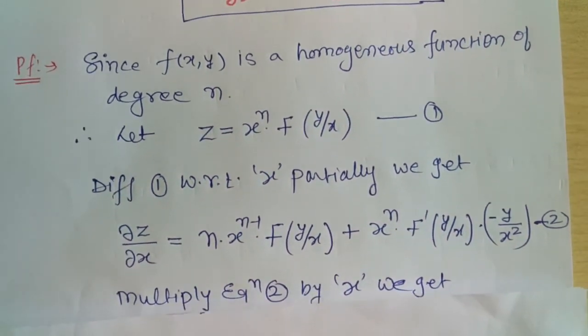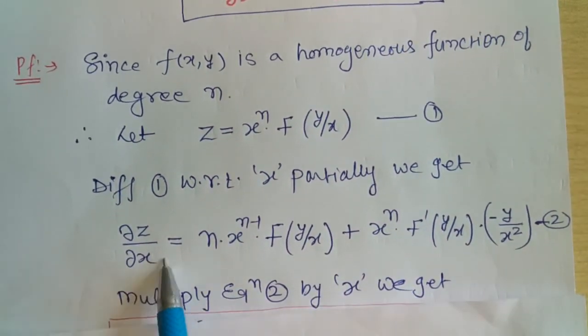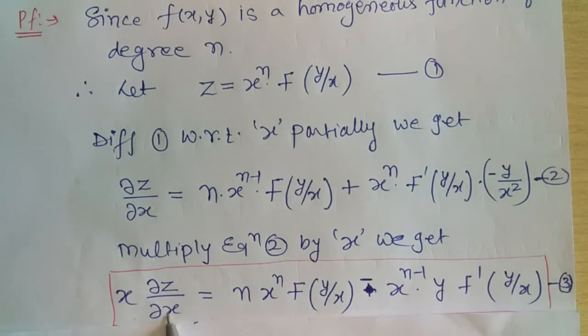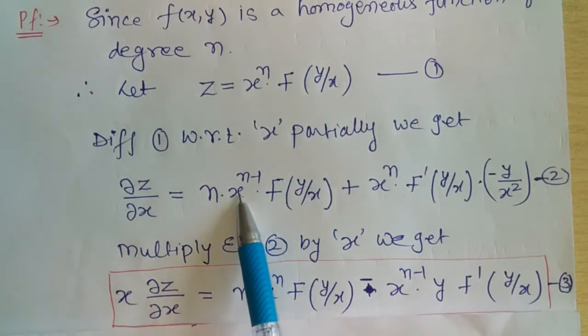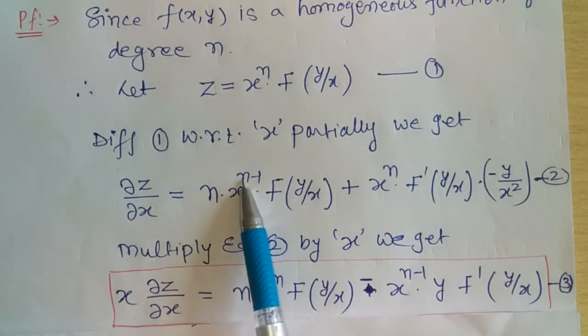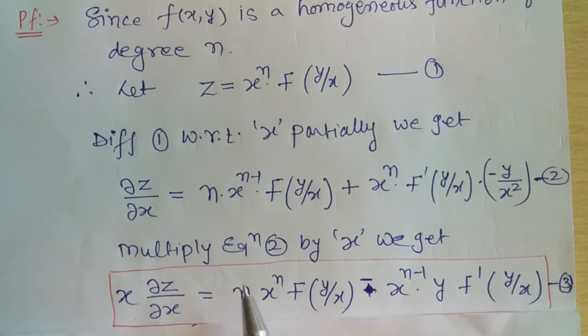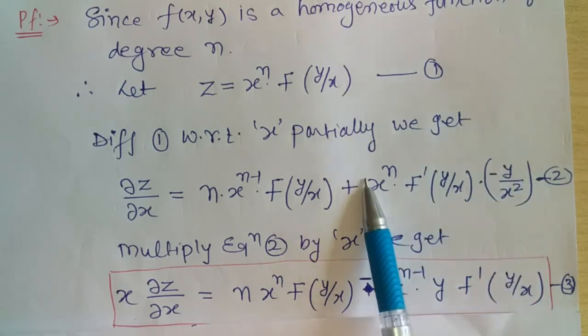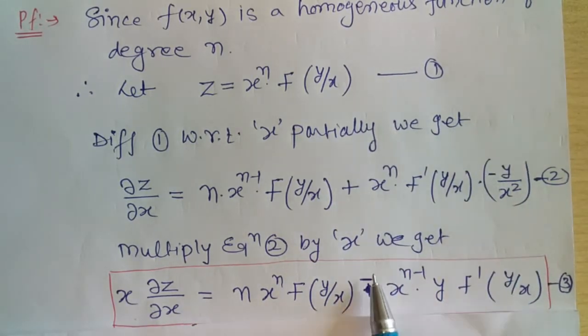Now we multiply equation second by x. We get x ∂z/∂x equal to, here we multiplied by x, then we have n x^n f(y/x). Here positive, negative, negative.